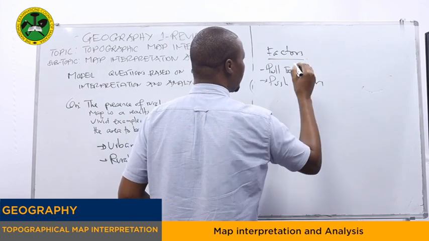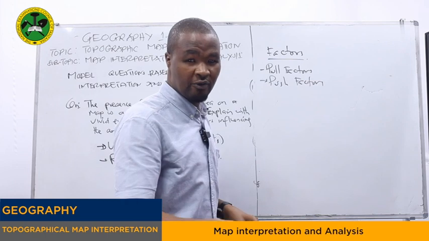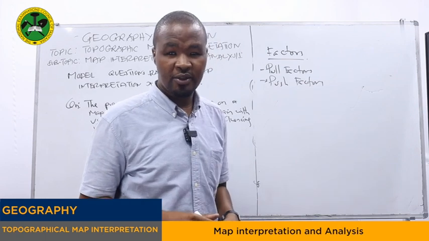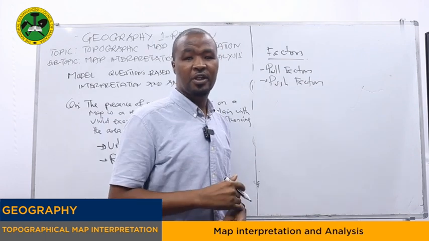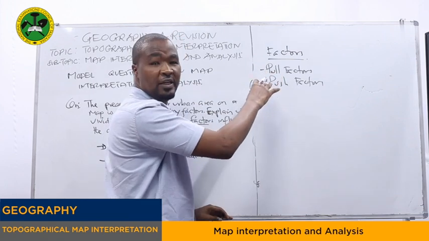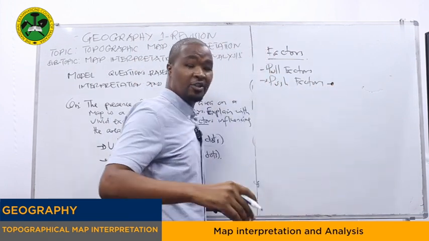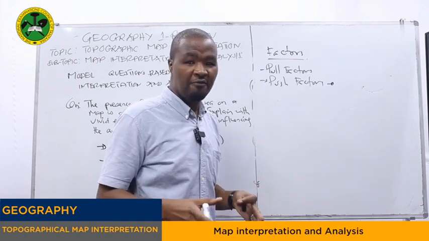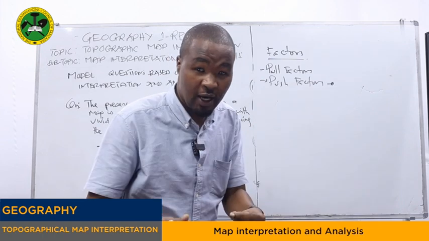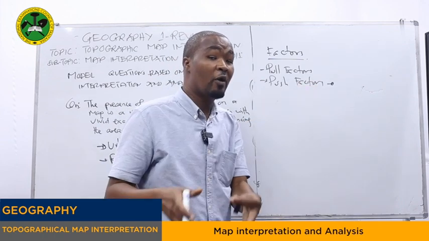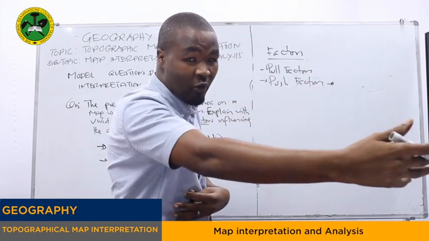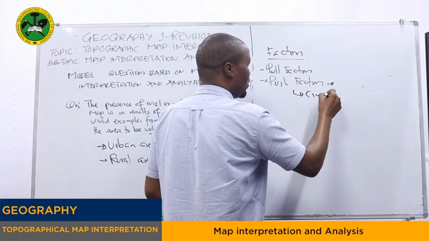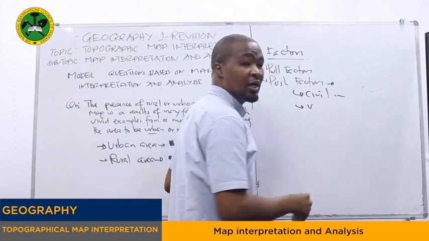Remember, pull factors are the ones that attract people to move to the area of destination, maybe because there is good employment, good social services, good security, etc. Those are the pull factors. The push factors are the factors that remove people from the area of origin to a certain destination. It means a factor causes you to move from where you are to somewhere else because you don't want to stay in the area of origin. For instance, civil war, unemployment, etc.